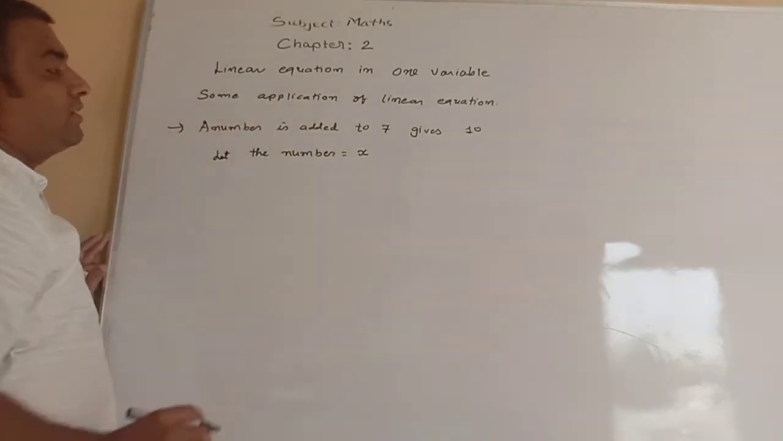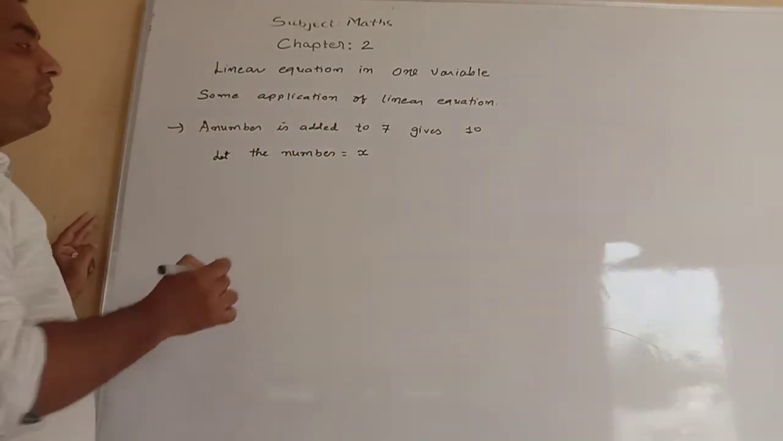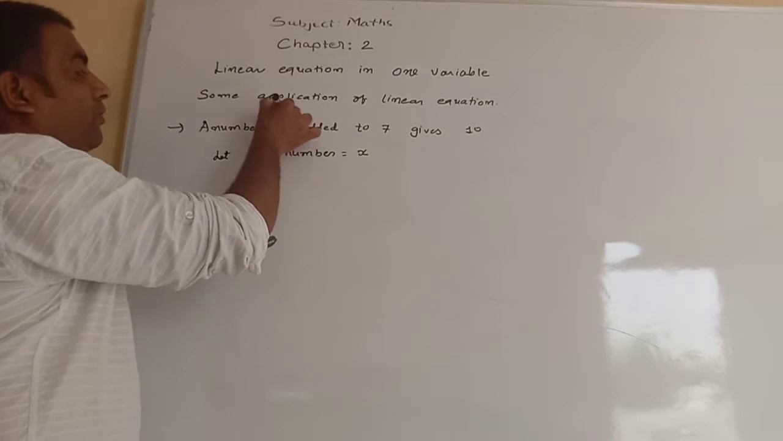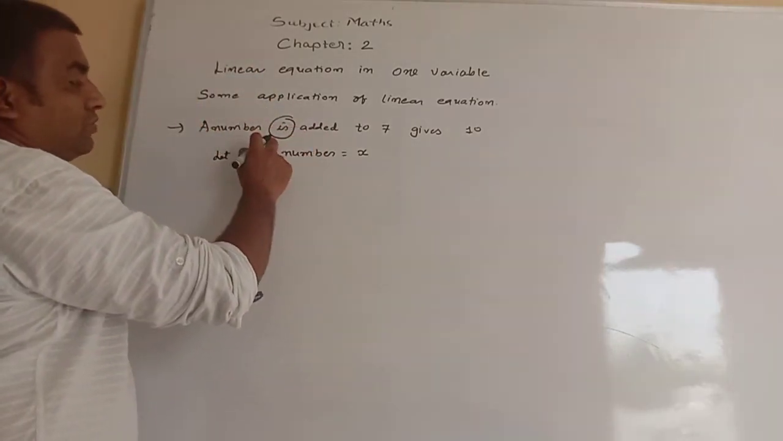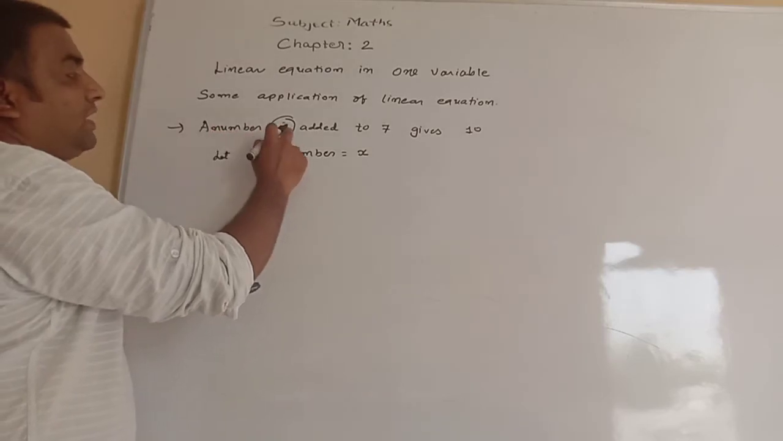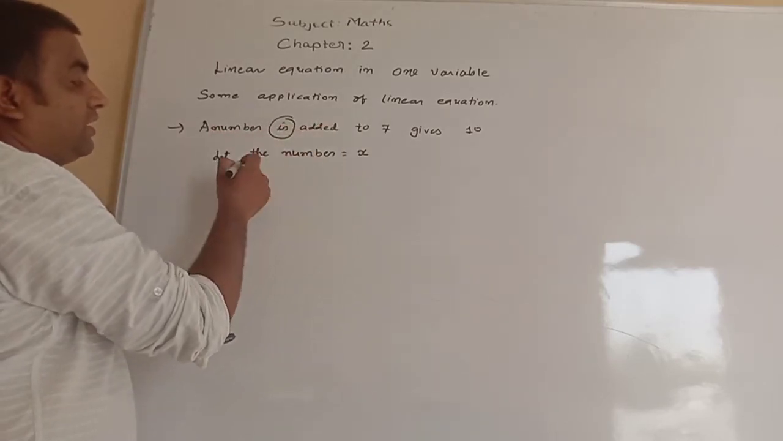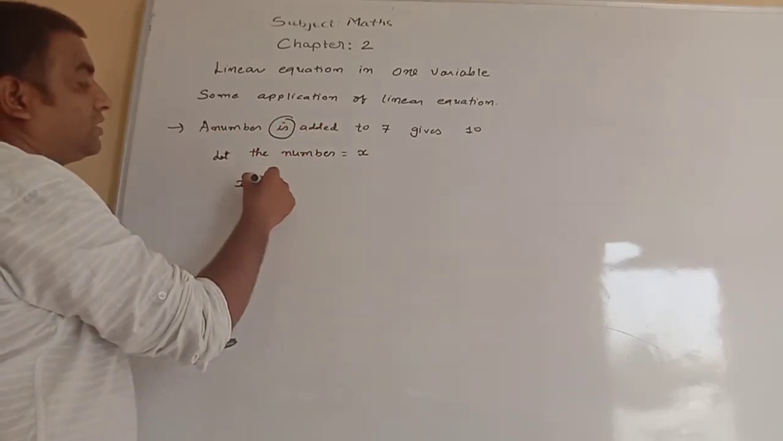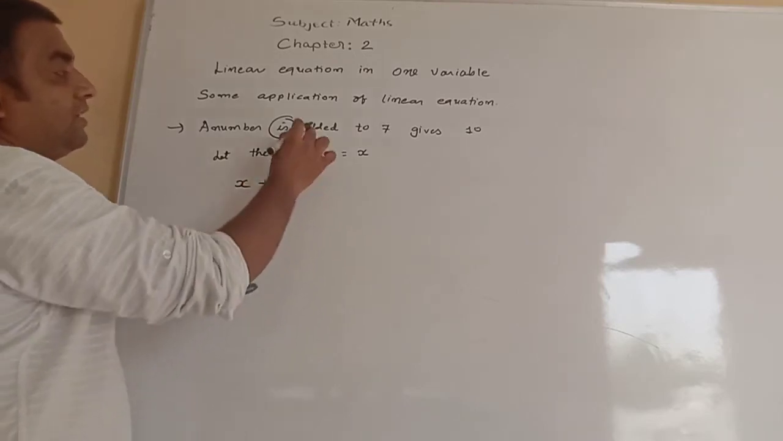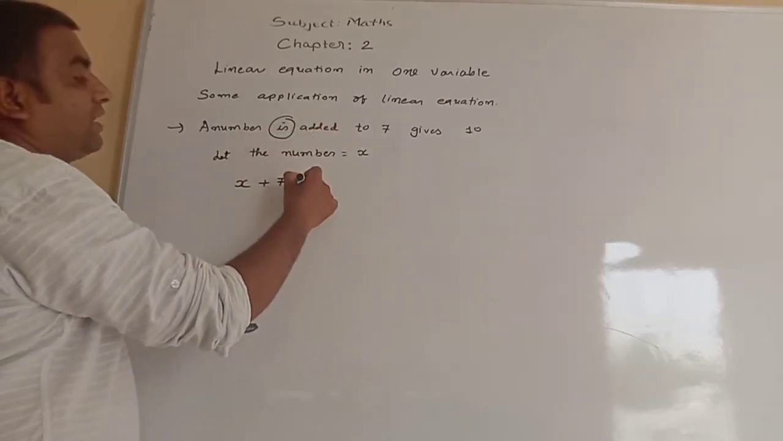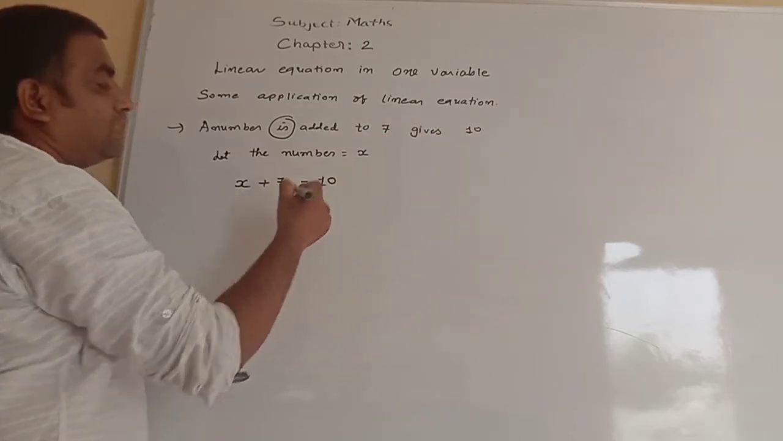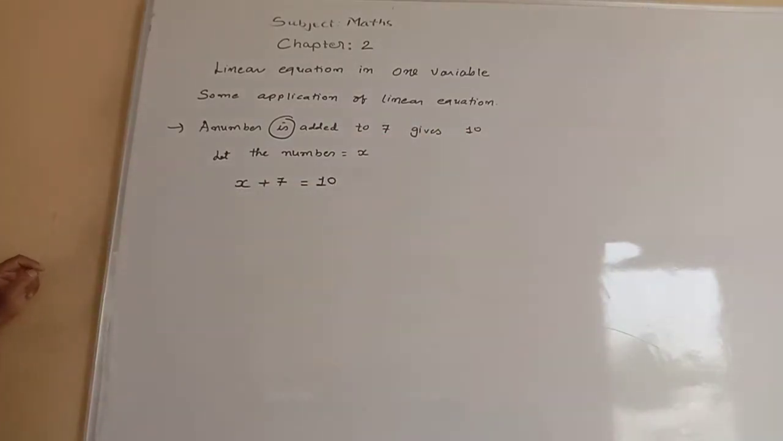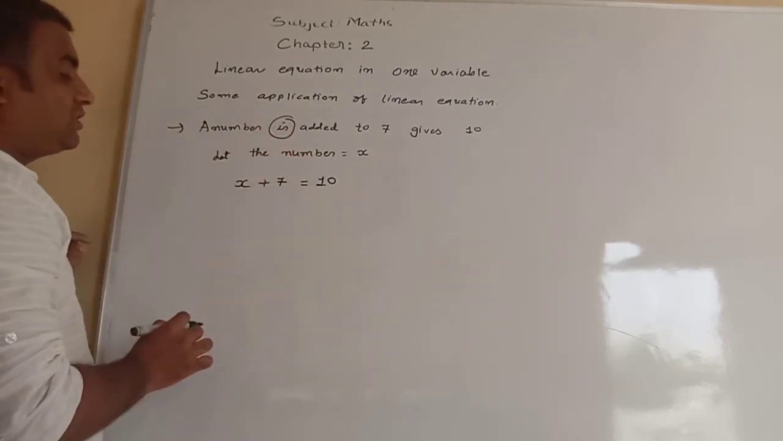Now here we have to take care that wherever we get the 'to be' form, it will indicate equals to. So a number is added to 7, so x plus 7 added to it equals 10. So the 'to be' word gives us the equals sign.